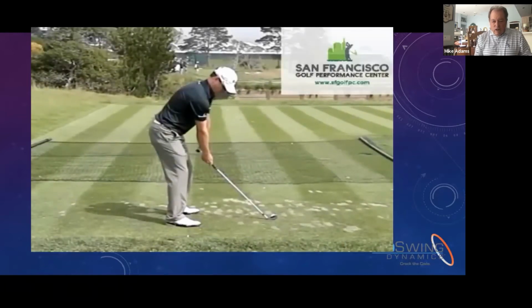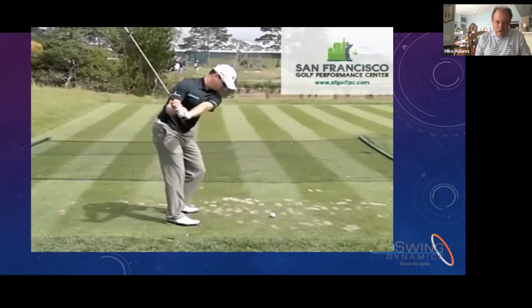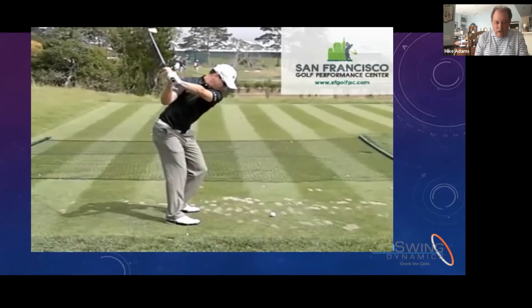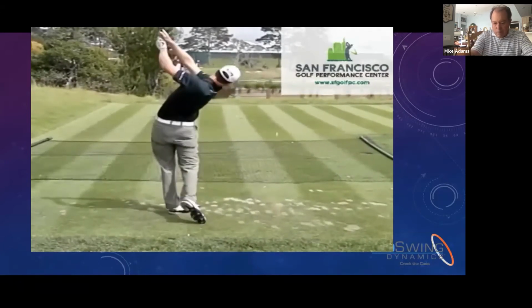Zach Johnson, under golfer. Right arm tucks in, club face goes in. Now watch the elbow tuck on the downswing, get ahead of the hips, and the club swings out, more of an extension release.